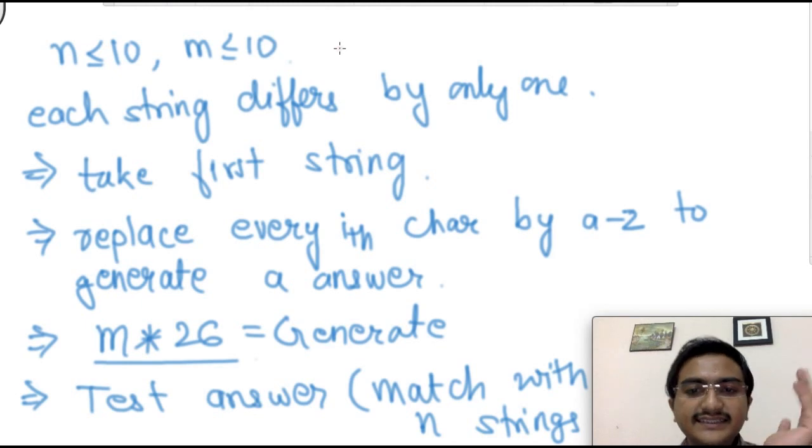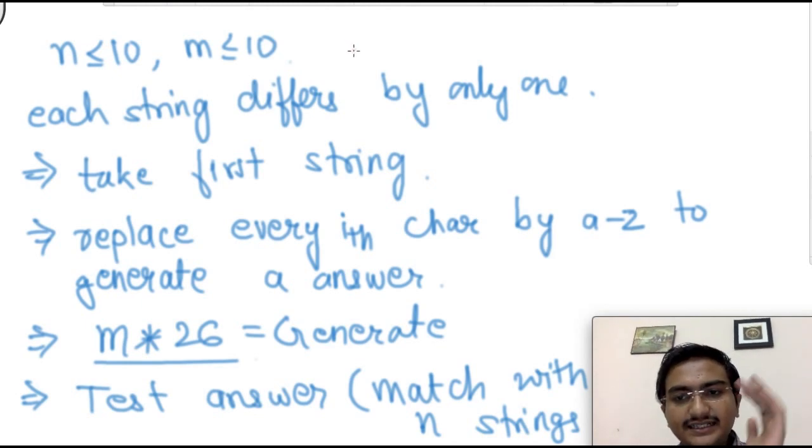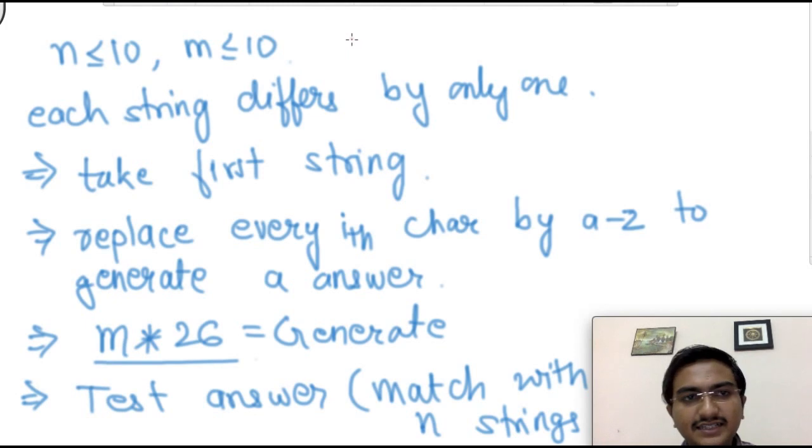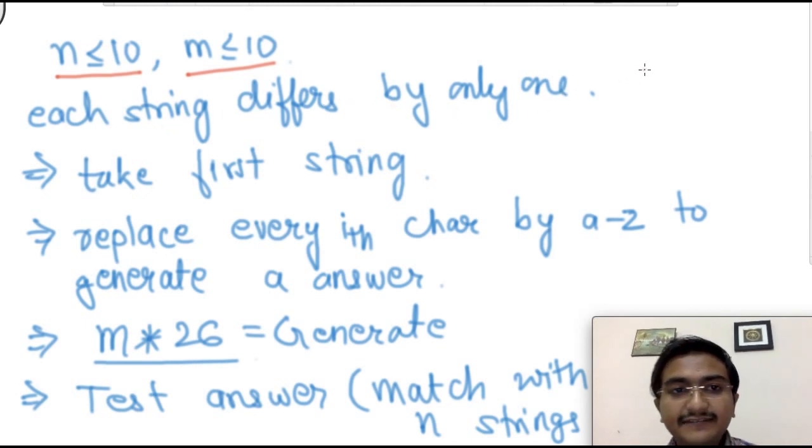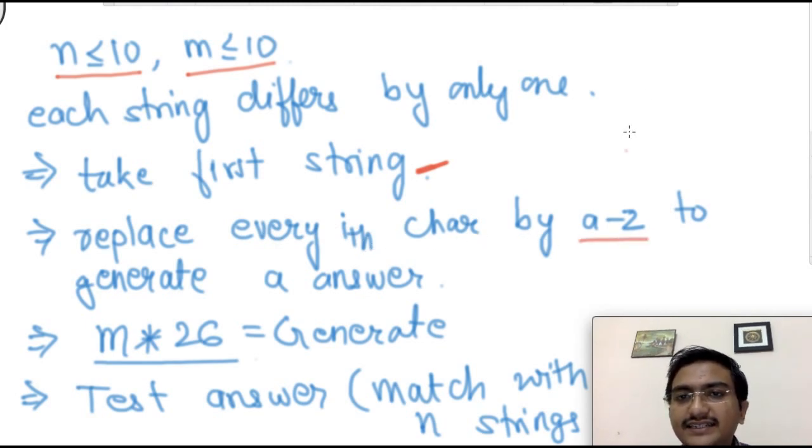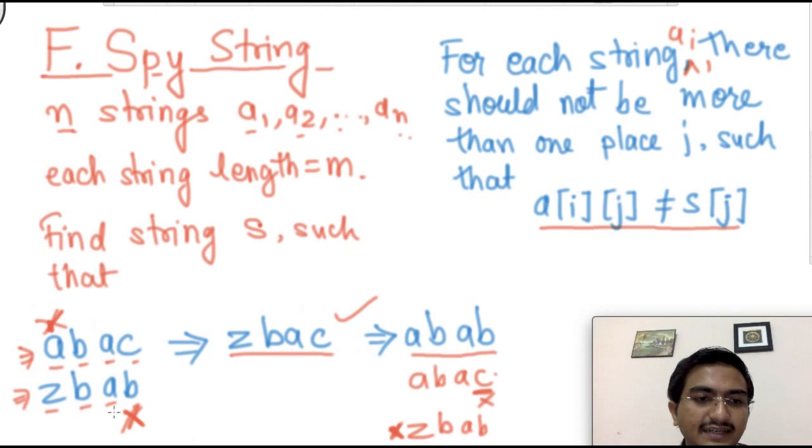Now if you consider this question with a bit of common sense, we were given that the number of strings is less than 10 and the length of each string is also less than 10. So a pretty easy constraint, right? The answer string will differ from each string by only one. So what you can do is take the first string and replace every ith character in the string by a to z.